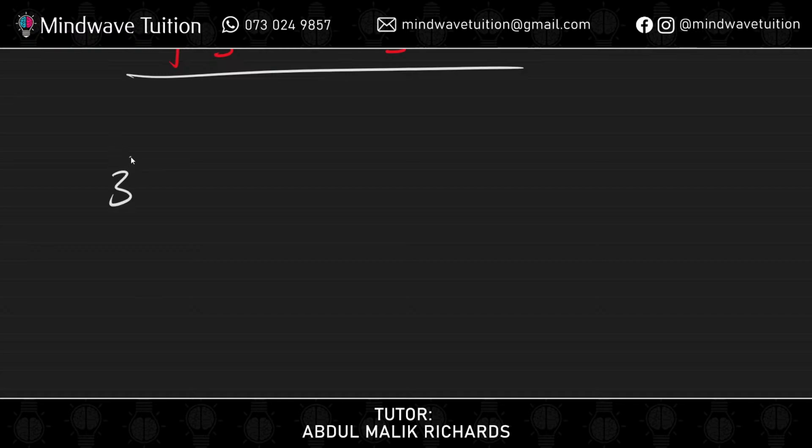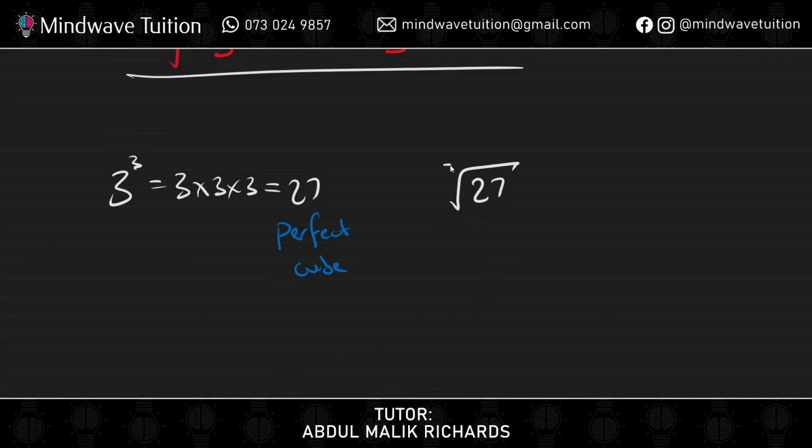So 3 cubed, which is 3 times 3 times 3, is equal to 27. So 27 is our perfect cube. So if we take the reverse of that, which is the cube root, and we put a little 3 on top over there. So the 3 just signifies cube root. So when we take the cube root of 27, this will then be 3 times 3 times 3 underneath the cube root.